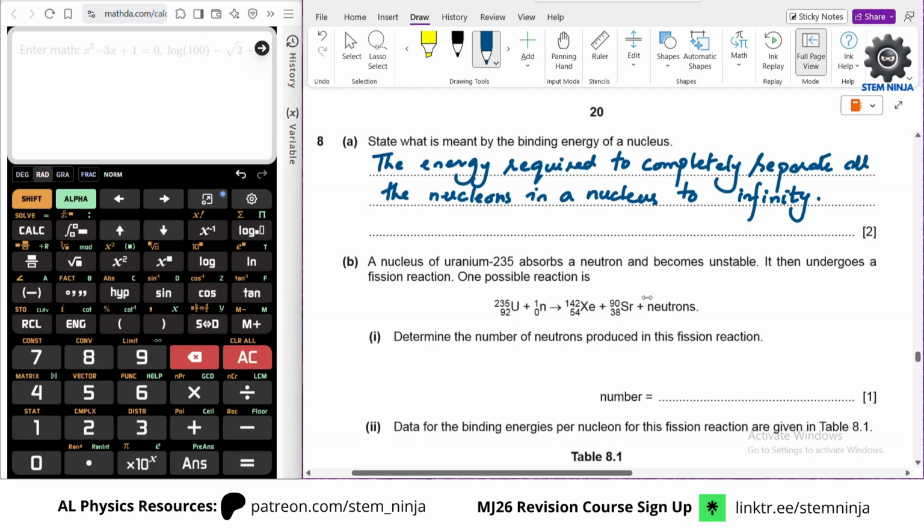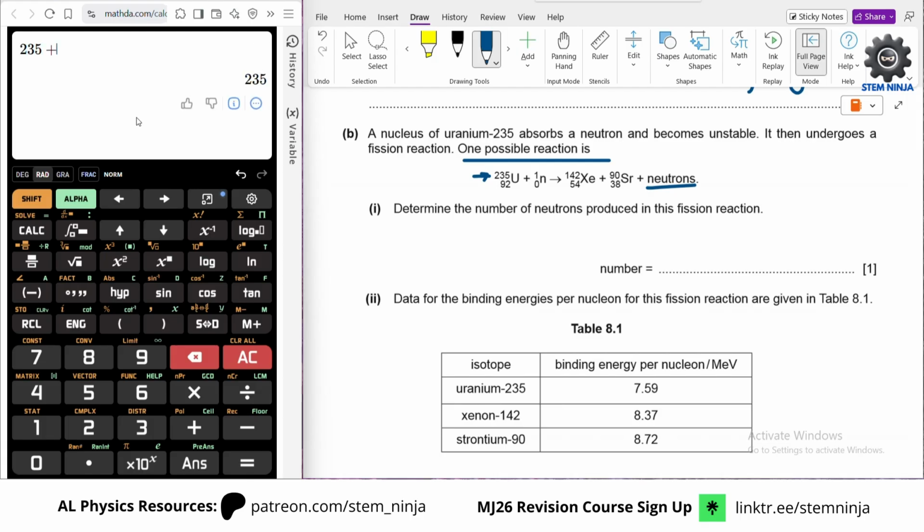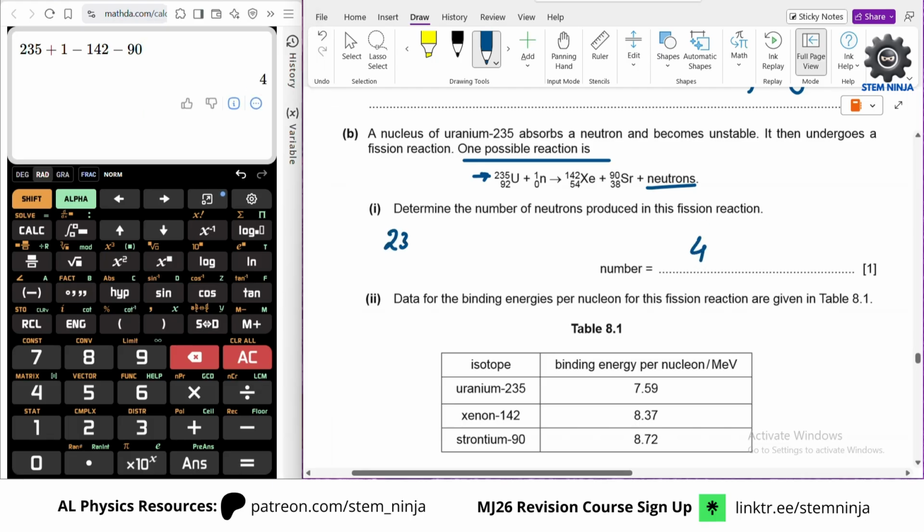A nucleus of uranium-235 absorbs a neutron and becomes unstable. It then undergoes a fission reaction. One possible reaction is this. Determine the number of neutrons produced in this fission reaction. As you can see, the number of neutrons will be the difference in the mass number. So 235 plus 1 minus 142 minus 90, which is 4.